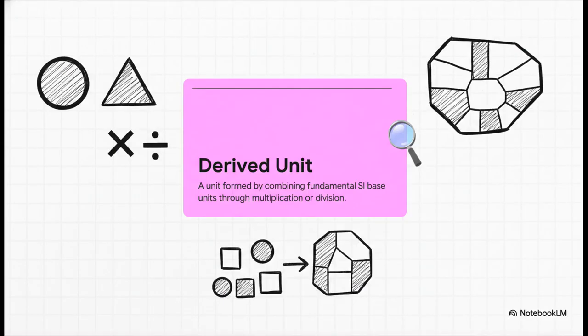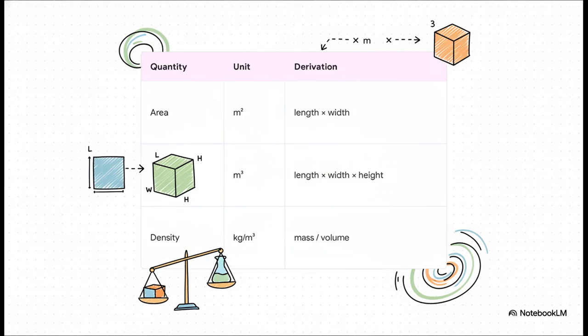And when we do that, when we combine those base units, we get something called a derived unit. And the name really says it all. It's a new unit that's derived from those fundamental building blocks. This table is a perfect example of how that works. Let's take area. How do you find the area of a square? You multiply its length by its width. So if we measure in meters, the unit becomes meters times meters, which we write as meters squared.